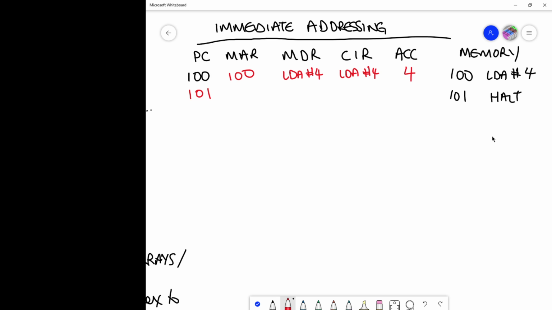So if you're using immediate addressing, these are going to be the quickest instructions that the CPU can execute. It did a fetch from memory, it had everything it needed. There was no more waiting. Bang, done. They're quick.